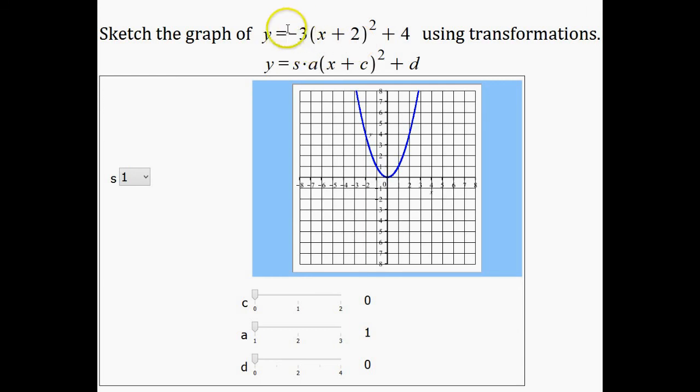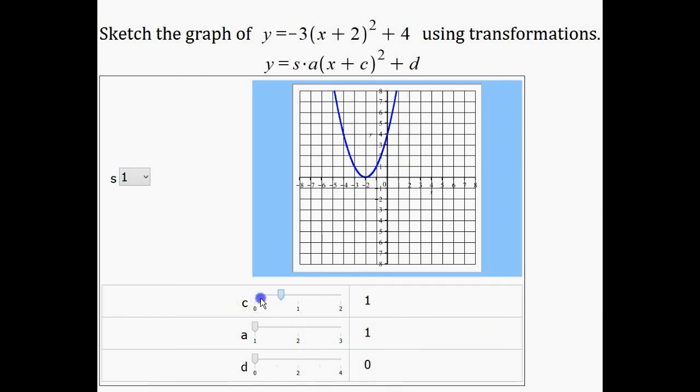Multiplying by -3 again has 2 effects: stretching by 3 vertically, reflecting over the x-axis. Lastly, adding 4 is going to move the graph up 4 units. So starting on the inside and working our way out, the +2, we move our graph left 2 units.